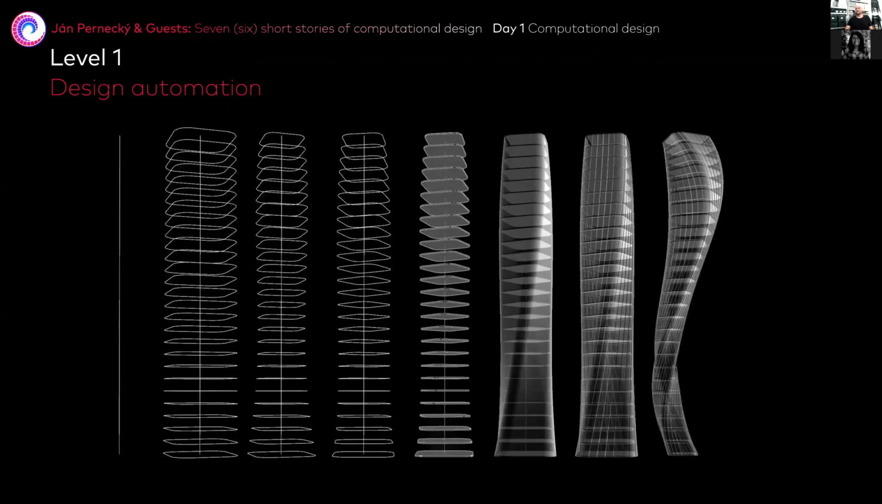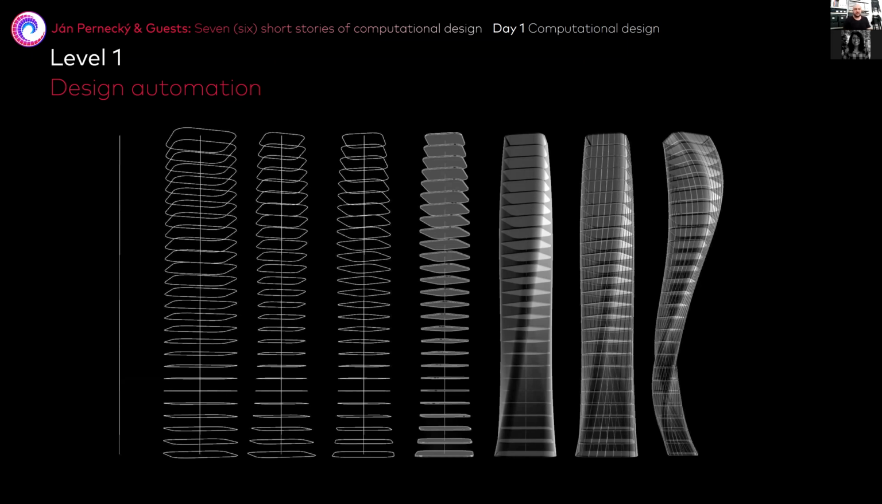Anyway, let's go back to the presentation. Also, I need to focus a little bit. Anyway, so let me explain what you can see in the picture here.